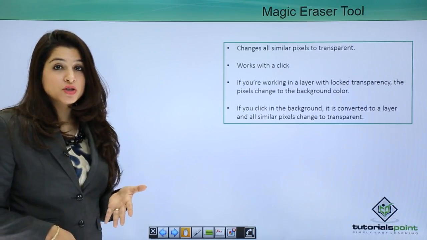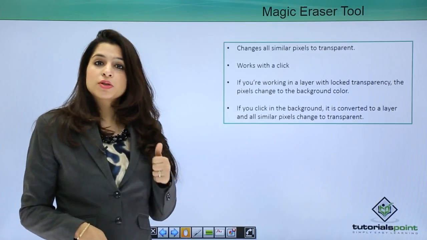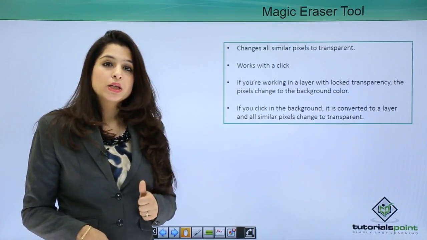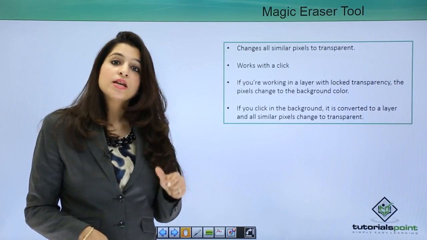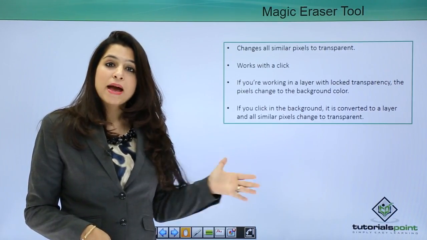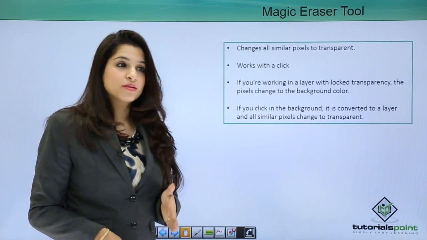Basically, it removes the similar pixels. Now, it just works with a click. If you remember, we did the magic wand tool. It also does the same. It selects the similar pixels, but the magic eraser tool with a click deletes these similar pixels.